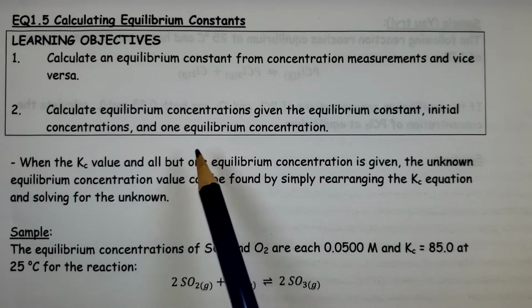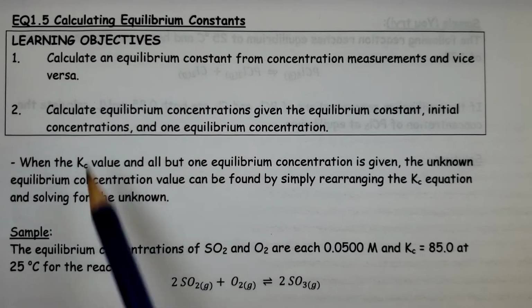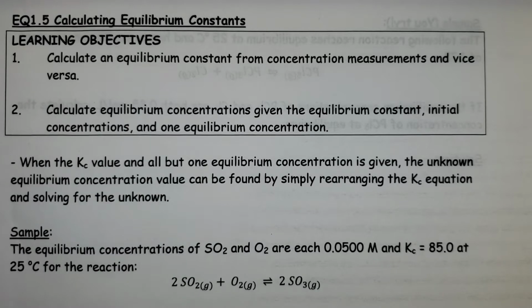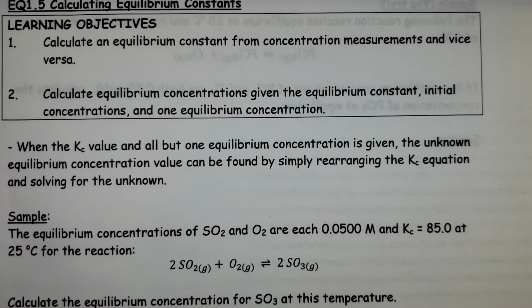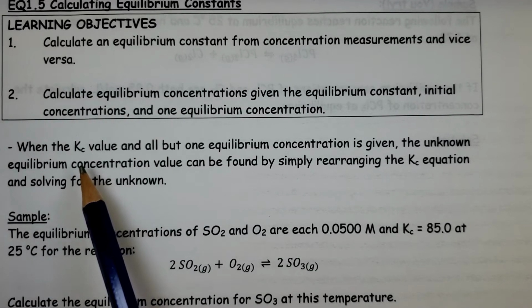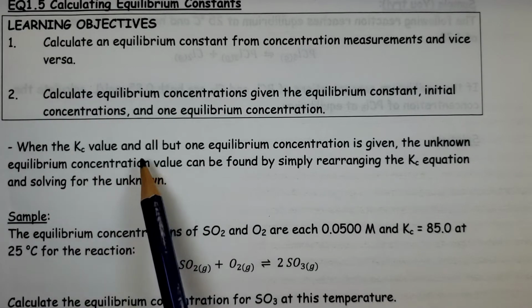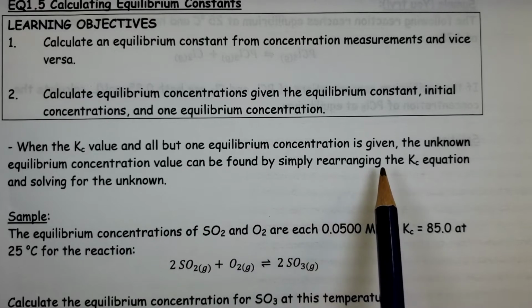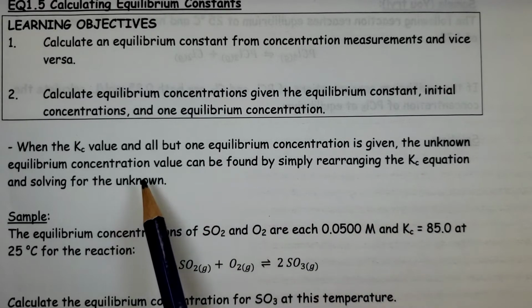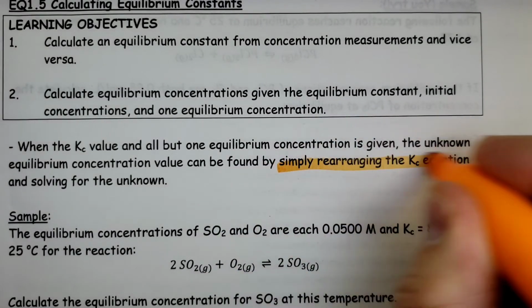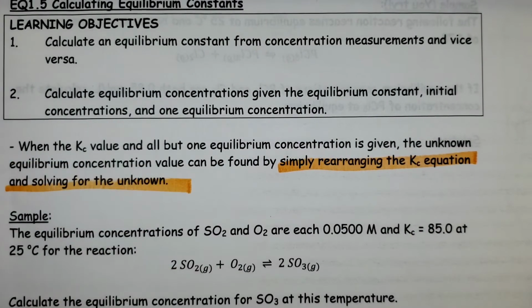Then we'll come back in another video or two and look at learning objective number 2, and then you'll be able to finish off the rest of the assignment. In calculating the Kc, the equilibrium constant, when all but one equilibrium concentration is given, the unknown equilibrium concentration can be found simply by rearranging the equation and solving for the unknown. That's really what this is.